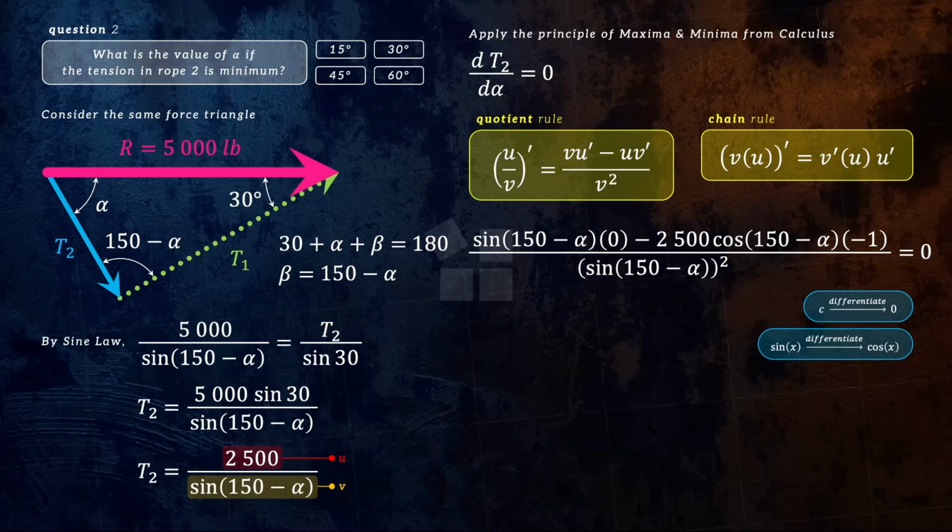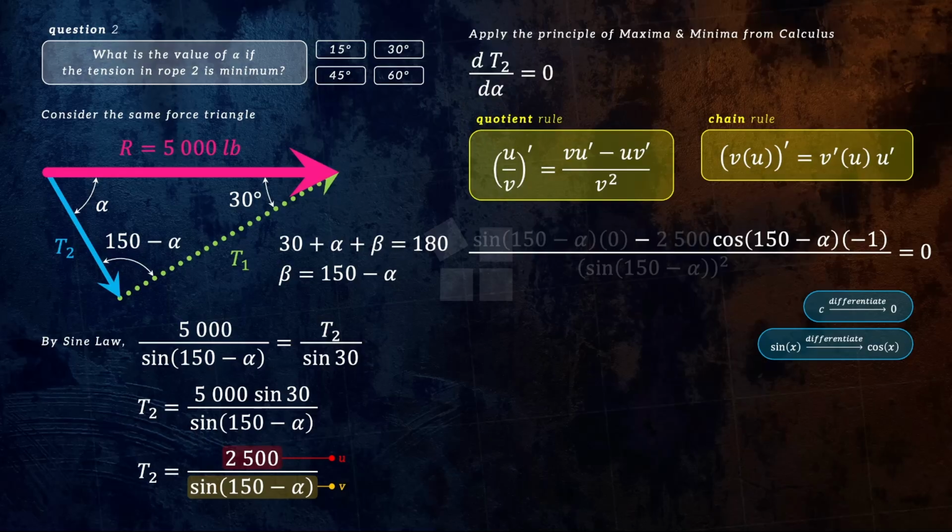Then, we will set all of these equal to 0. Notice that we can cancel out the first term at our numerator because the sine of 150 minus alpha is multiplied to 0. If we multiply both sides of the equation by the denominator, which is the square of sine 150 minus alpha, we can then cancel that out and still leave us a 0 at the right term because the denominator will also be multiplied to 0. Similarly, we can also do what we just did at the 2,500 attached at the second term of our numerator. Hence, we can also cancel the 2,500, leaving us only with these.